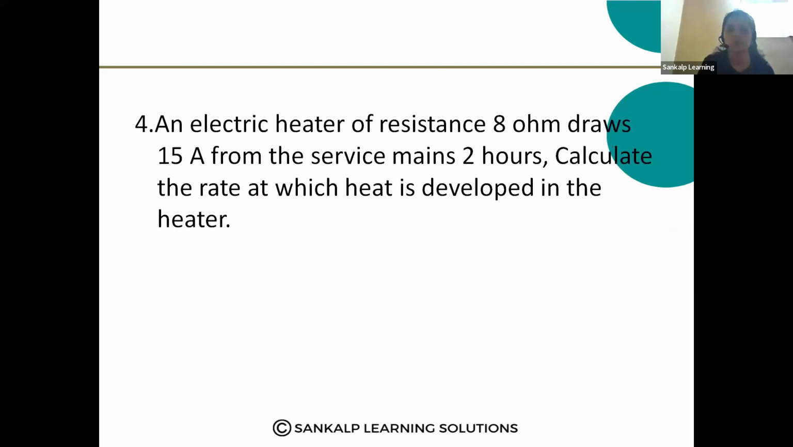Then you will come to know what is the formula you have to apply. First note down the given data.